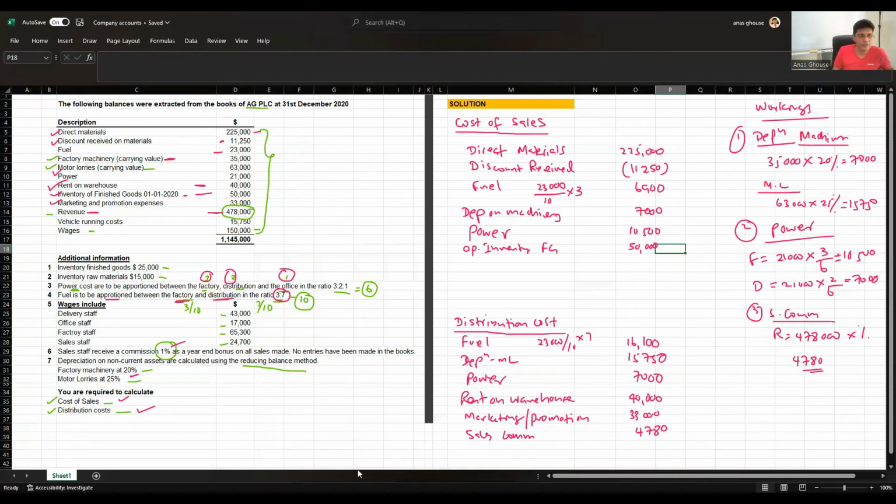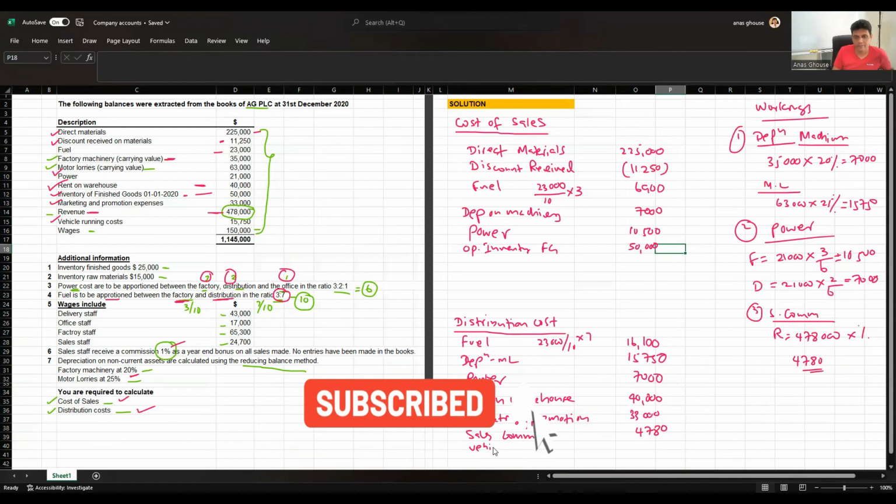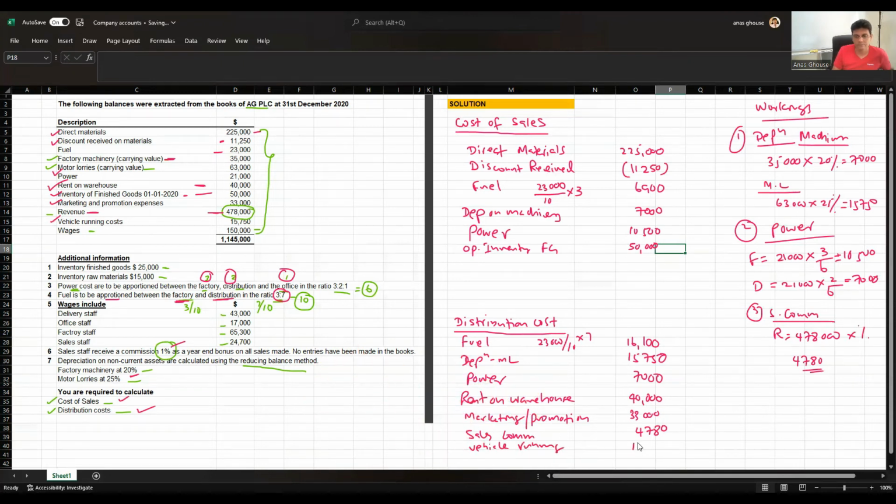Vehicle running cost, 15,750. There are no adjustments. So we can take vehicle running 15,750. Now you are given the wages breakdown. Delivery staff should be under distribution. Office staff should be under admin. Factory staff should be under cost of sales. And sales staff should be under distribution.